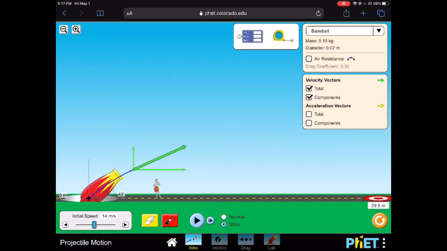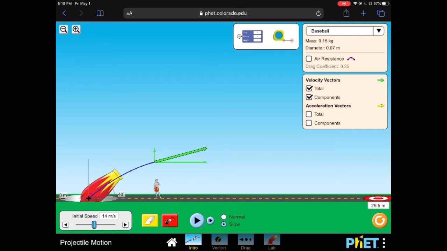Why do we have those 2 components? Technically, these 2 components are the x and y components of the velocity, because this is a 2-dimensional motion, as I mentioned. As the object is going up, you can see the vertical component of the velocity is getting smaller, and the other one is fixed.